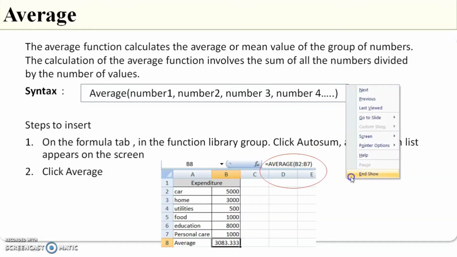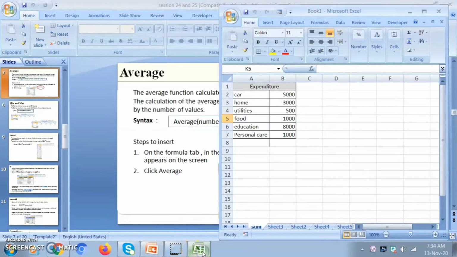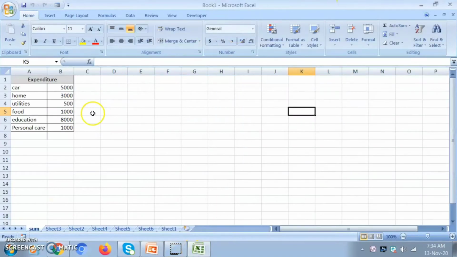Let us discuss how this is done in MS Excel. So here we have an expenditure. Now I want to add the range of cells from B2 to B7.